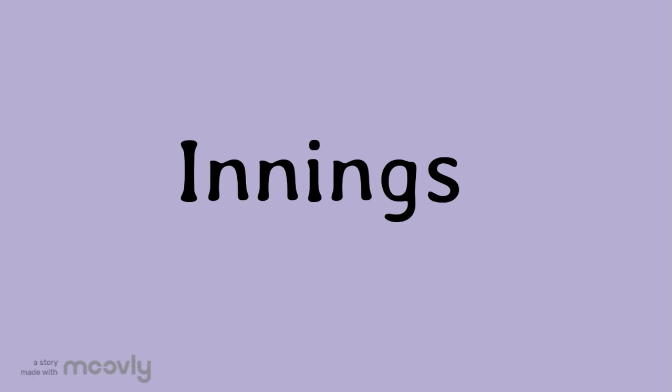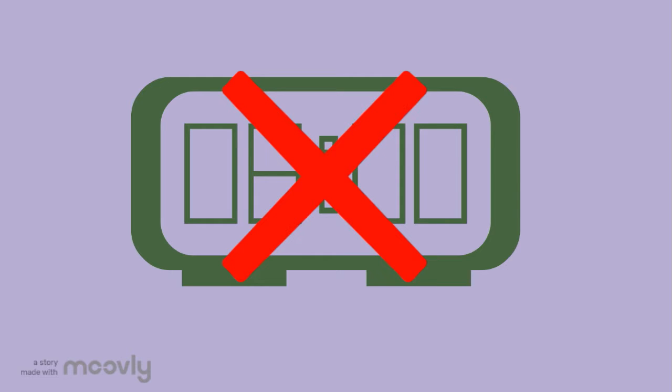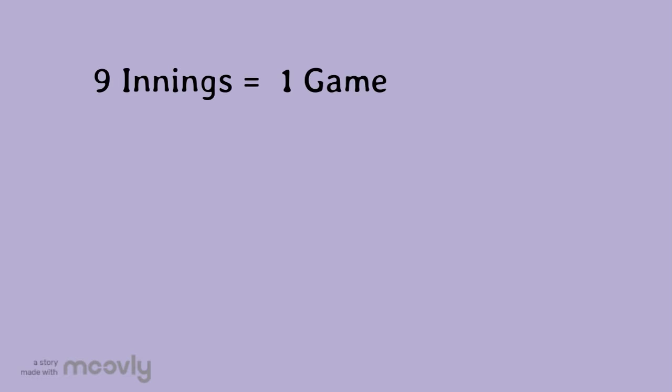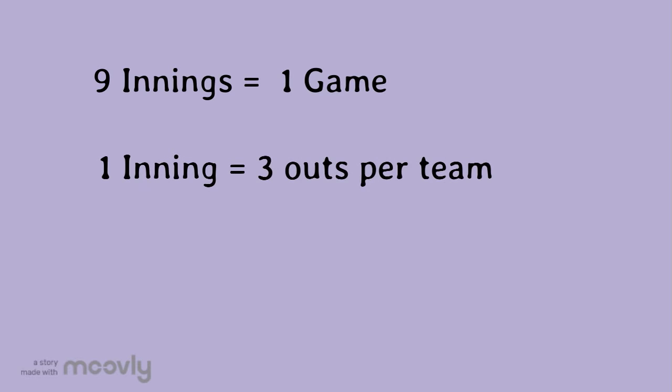Innings. Baseball is also a bit confusing because it's an untimed sport. There is no game clock. Instead, games go 9 innings. An inning represents the amount of time it takes both teams to record 3 outs on the other team.